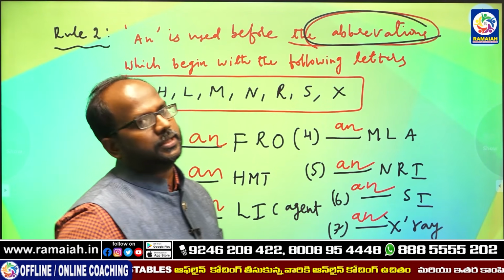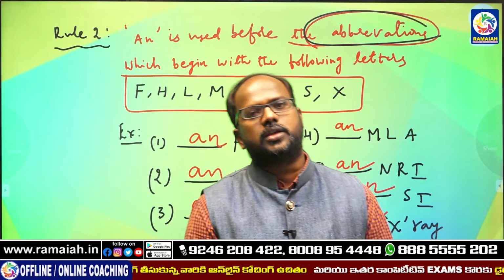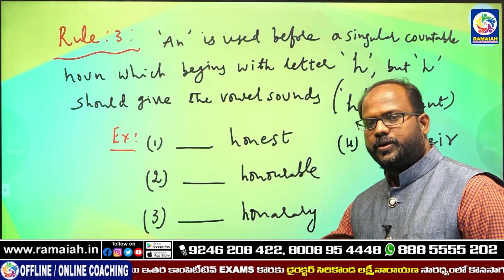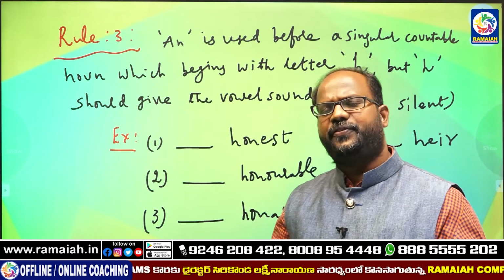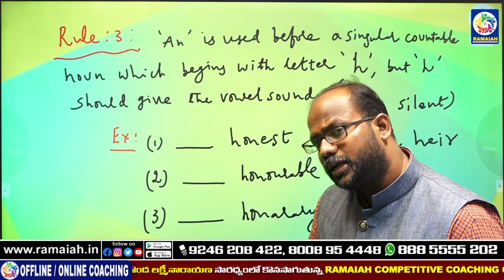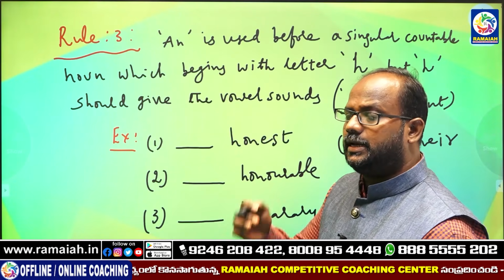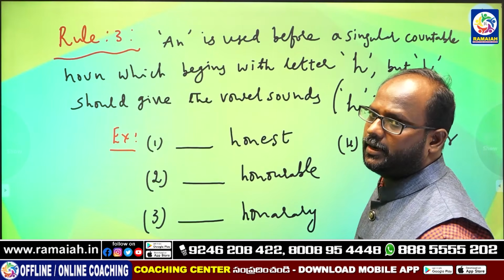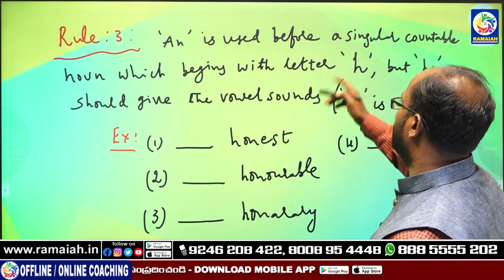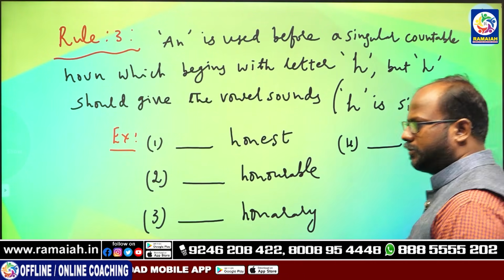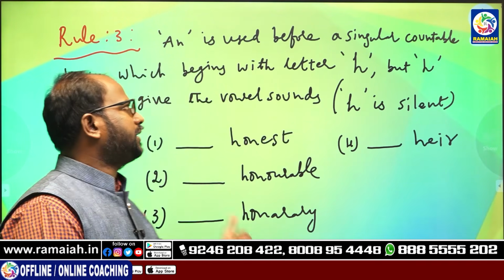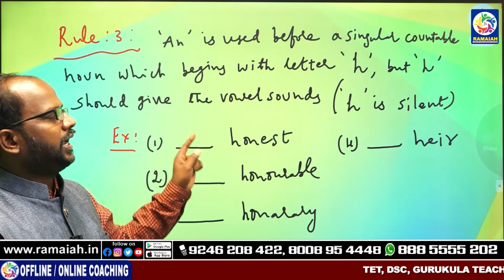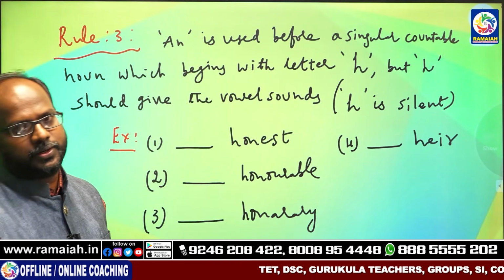Next, we move to the next, the third and the last rule in the usage of an. An is used before a singular countable noun. If that singular countable word begins with the letter H and H is silent, then we go for the article an. Yes, an is used before a singular countable noun which begins with the letter H, but H must be silent, which means H gives the vowel sound.